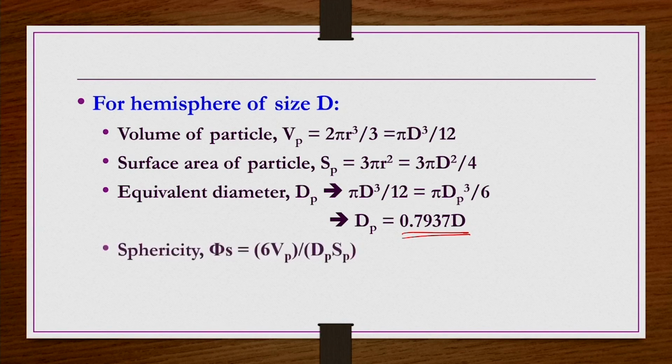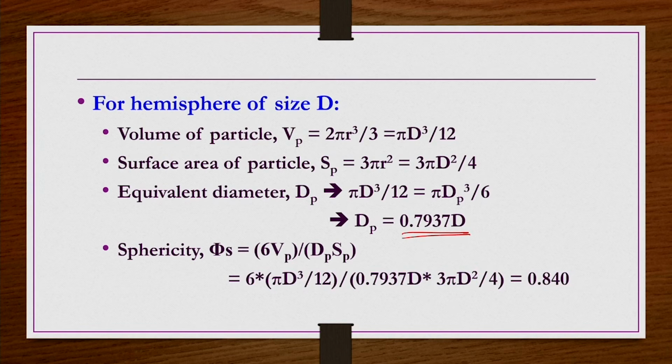So, now the sphericity, likewise phi s is equal to 6 Vp by dp Sp. When you substitute Vp, dp, Sp here and then simplify, you get 0.840 as the sphericity for hemispherical particles. Likewise, for any kind of particle you can find out the volume of the particle, the surface area of the particle, the nominal equivalent diameter of the particle, and then you can find out the sphericity.